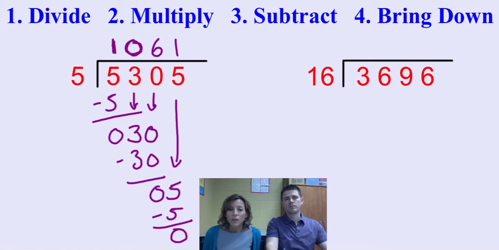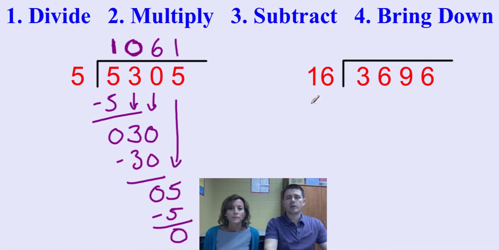We need to be really careful when we have zeros involved in our answer and make sure that the digits inside the division symbol are equal to our answer, or that our answer makes sense. 5,305 divided by 5 should be about 1,000. So if you have 161, you can ask yourself, that doesn't really make sense. How can I fix it?